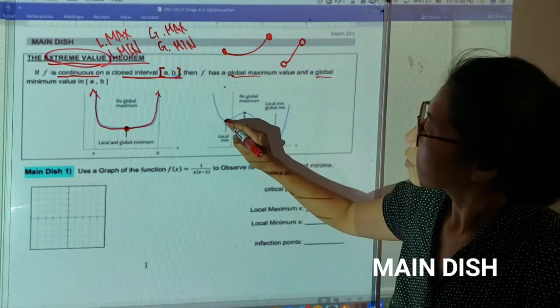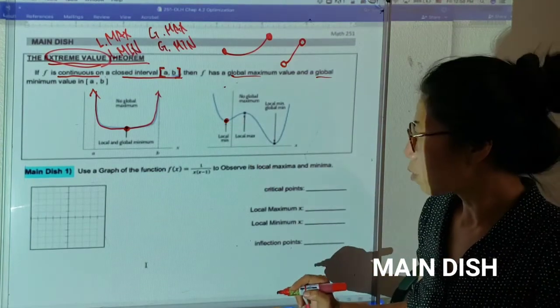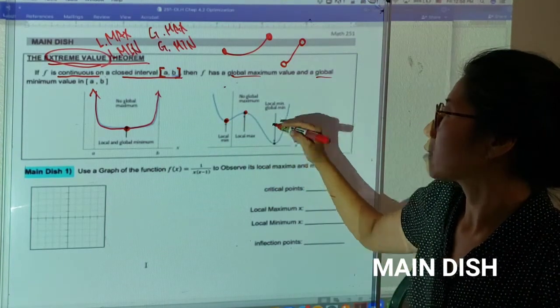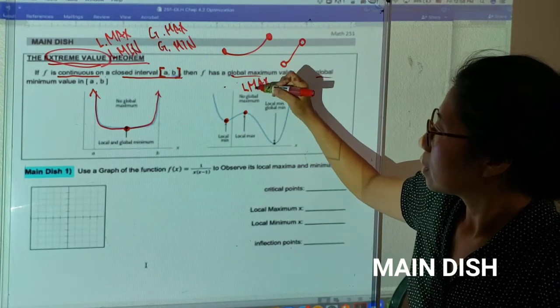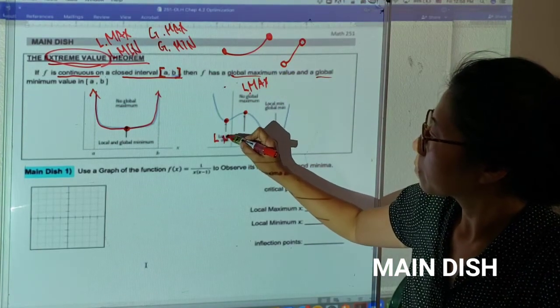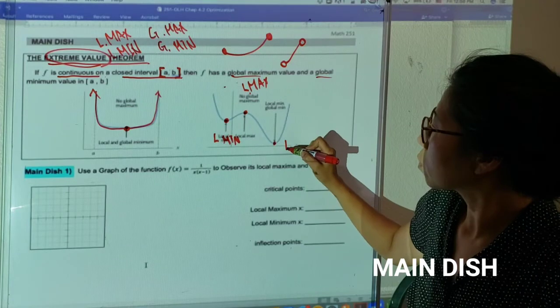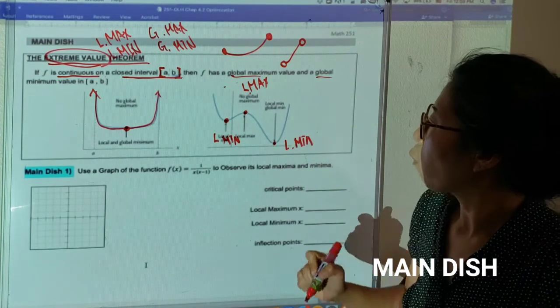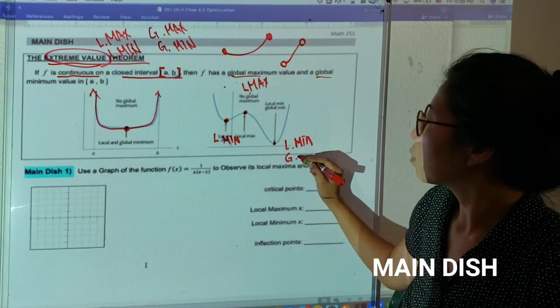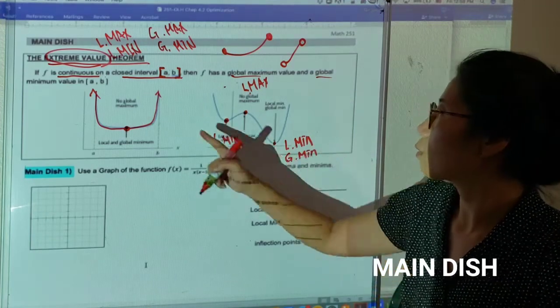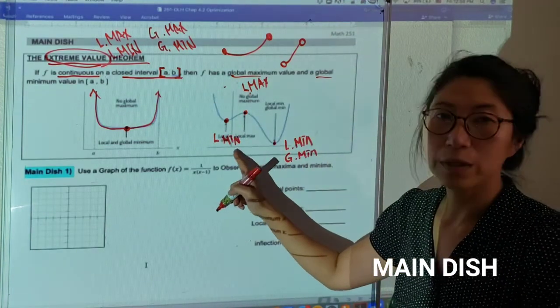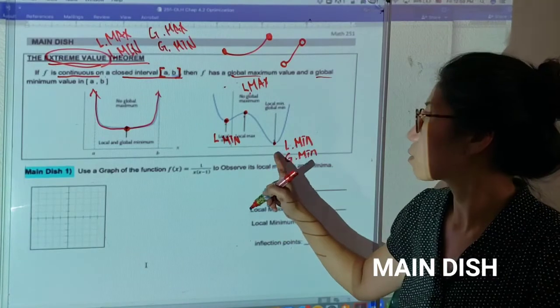When you look at this one, can you say this one is a local minimum? This one is a local maximum. And this one is a local minimum. This one is also a local minimum. However, can this also be a global minimum, because it's the smallest out of the whole graph? Can this be the global minimum? No, it's obviously not. This is a smaller one.